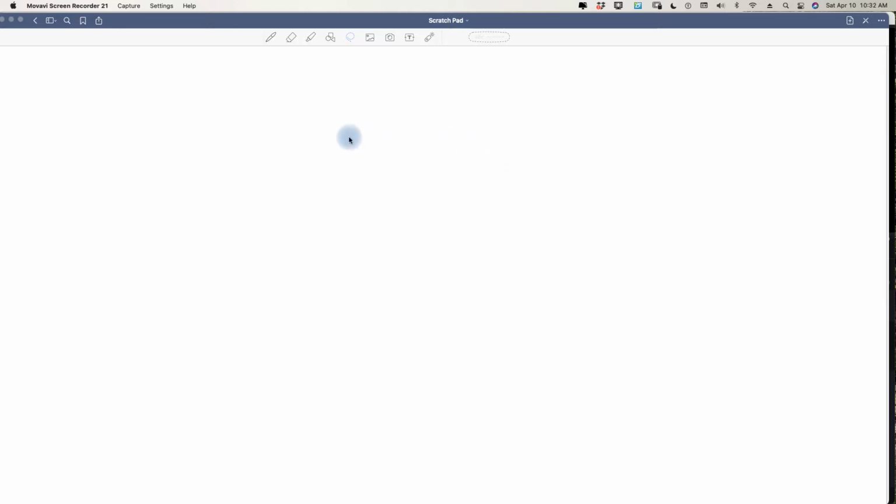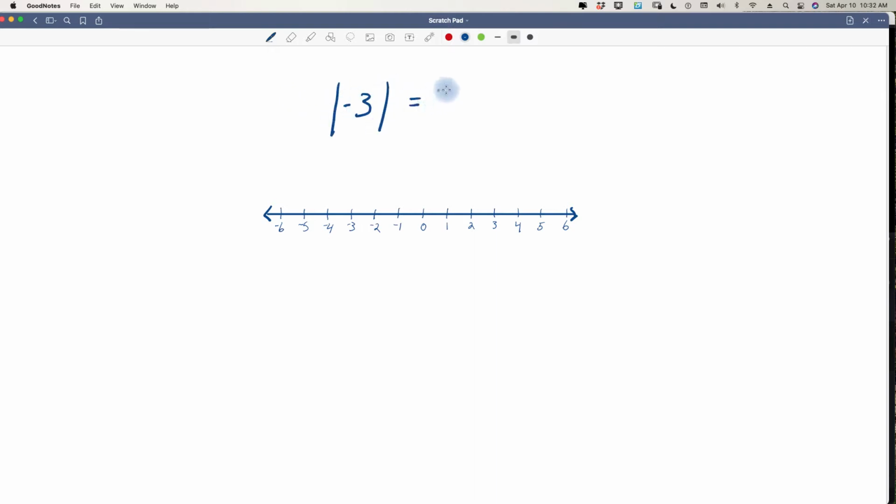So we understand that, let me drop in a number line here. We understand that an absolute value, let's say -3, for instance. The absolute value of -3 is 3, because if you look on your number line, the distance that -3 is from 0 is 3.